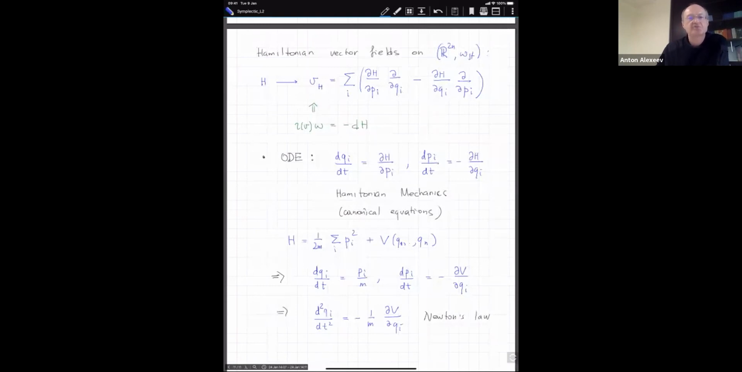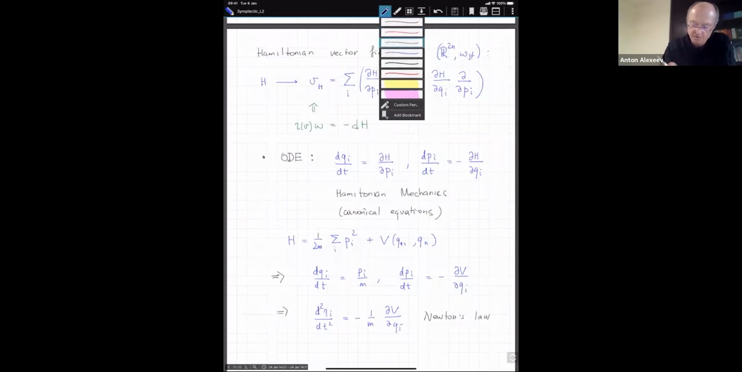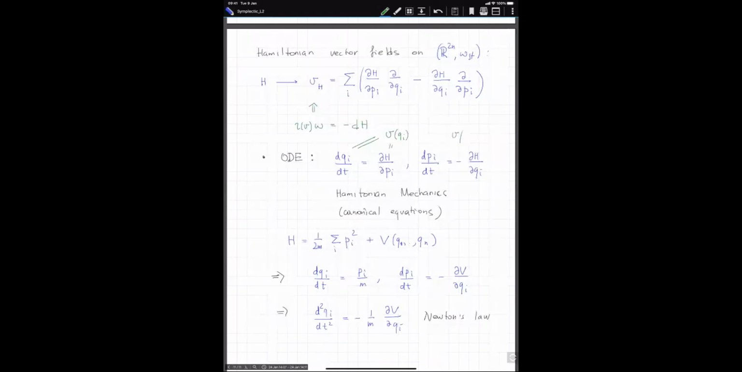You're right, derivatives in local coordinates is my vector field. Basically, yeah, maybe that I should say. So this is equal to V, or maybe V of q_i. He was just answering a previous question, I think.